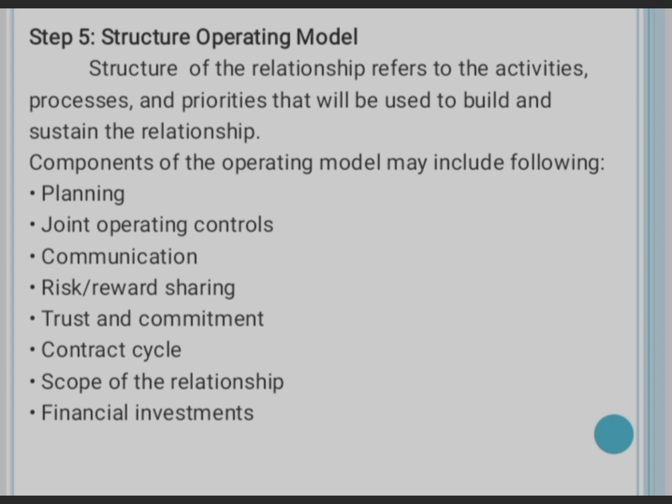Next is scope of the relationship. It refers to specific activities or products that will be covered by the joint venture agreement. It involves defining the boundaries of each partner's responsibilities and ensuring that there is no overlap or conflict with their existing business. Next, financial investments refers to the capital contributions made by each partner to fund the joint venture activities.